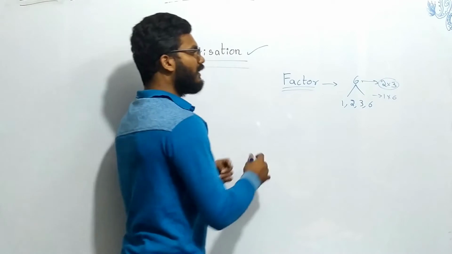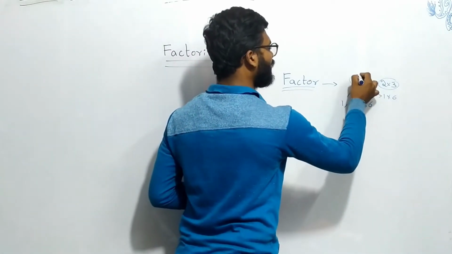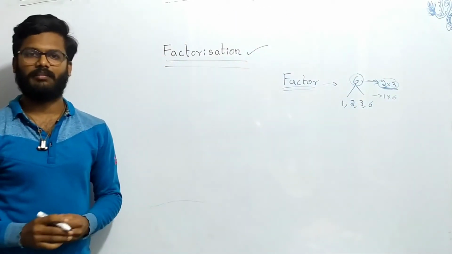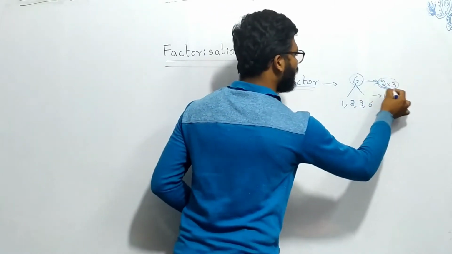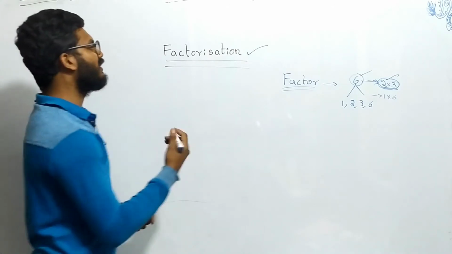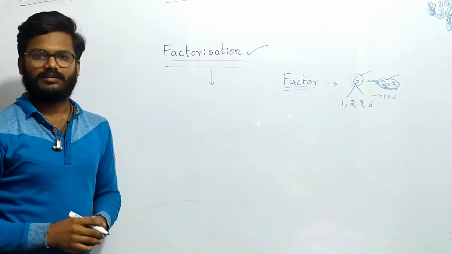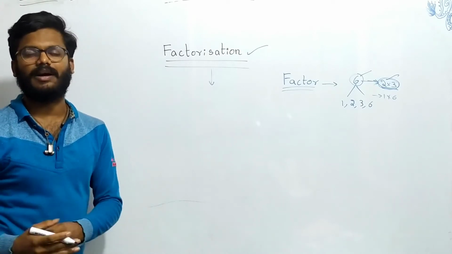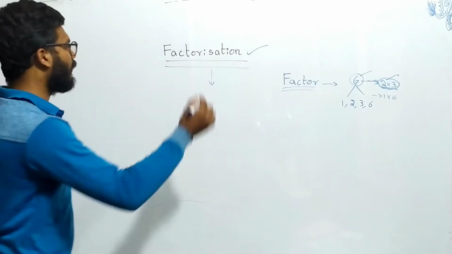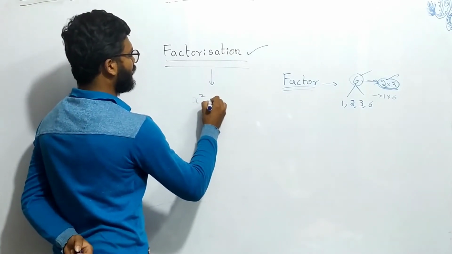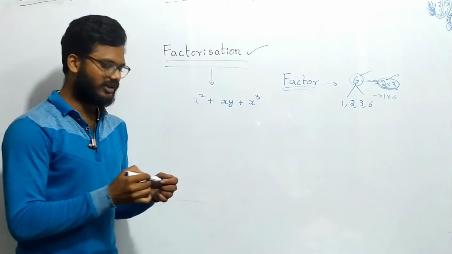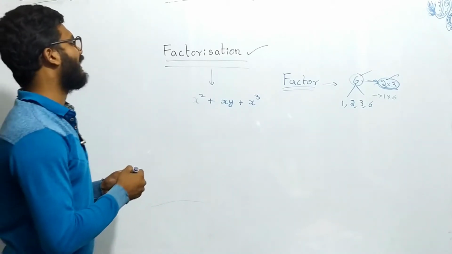So in general we can say: if a number is written as a product of any two numbers, then these two will be factors of that number, right? So the process of writing a number as a product of other numbers is called factorization. In the same way, here we are not writing numbers as factors, but instead of numbers we will write an algebraic expression as a product of factors. Suppose there is an expression x square plus xy plus x cube. This is an algebraic expression. Now, I want to factorize this.